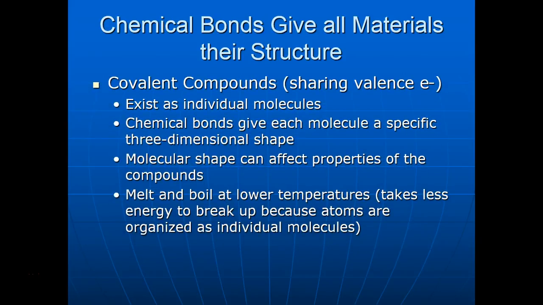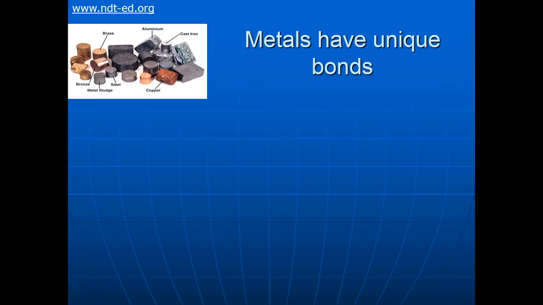Covalent bonds, this is when we're sharing these valence electrons because they're equally pulled toward the opposite nucleus. These exist as individual molecules. Chemical bonds give each molecule a specific three-dimensional shape, and that molecular shape affects the properties of the compound. They have lower melting point and boiling points because it takes less energy to break these bonds, since they're organized as individual molecules. And our final type of bonding is metallic bonding.